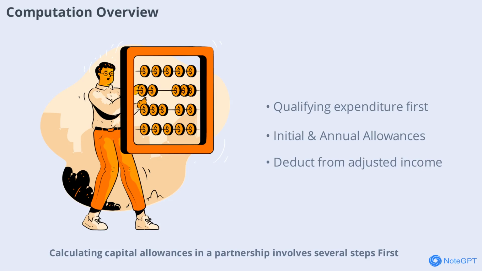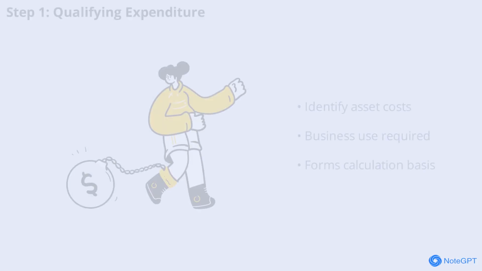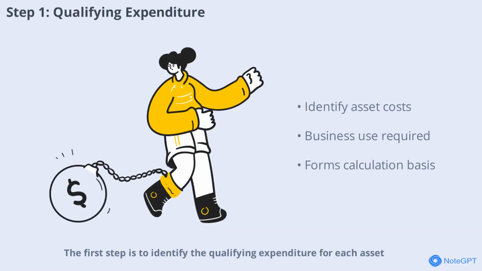Calculating capital allowances in a partnership involves several steps. First, you determine the qualifying expenditure for each asset. Next, you calculate the initial allowance in the year the asset is acquired. Then, you compute the annual allowance on the remaining balance. The total capital allowance for the year is the sum of the initial and annual allowances. This amount is then deducted from the partnership's provisional adjusted income to arrive at the adjusted income, which forms the basis for profit allocation.